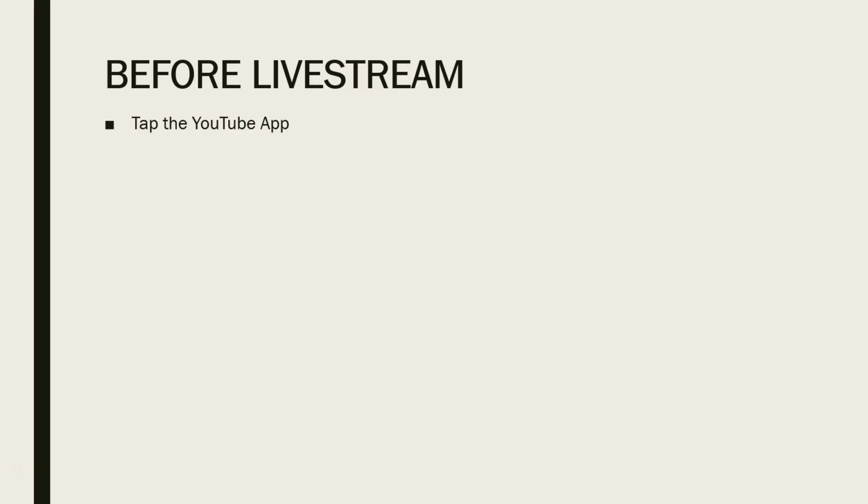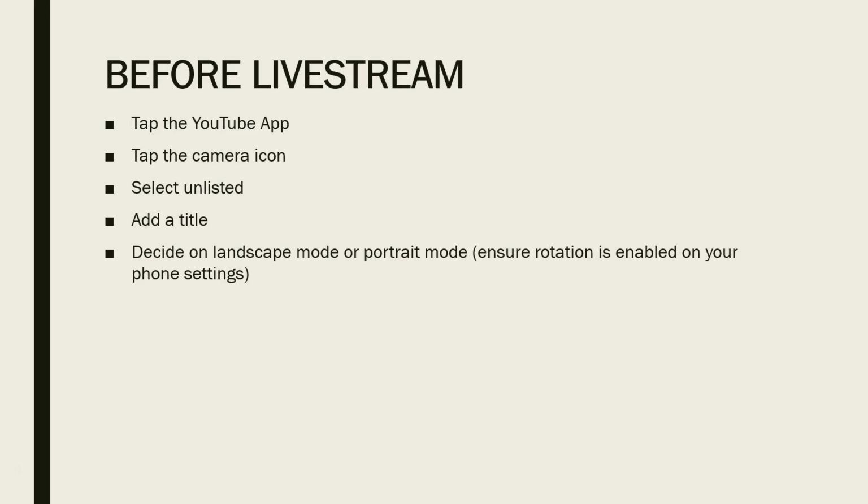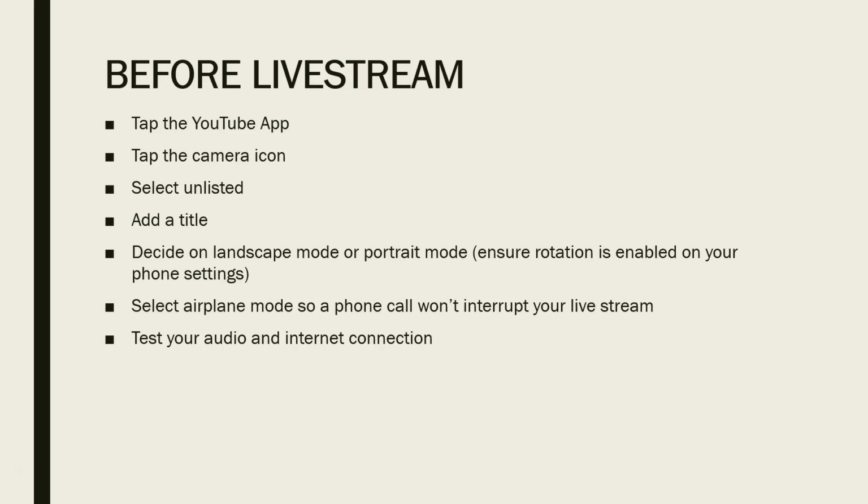You also want to make sure when you're doing your live stream to tap the YouTube app, tap the camera icon, select unlisted, add a title, and decide on landscape or portrait mode. You always do it on landscape, and make sure that the rotation is enabled and locked on landscape mode in your phone settings. Select airplane mode so a phone call will not interrupt, or any other apps.